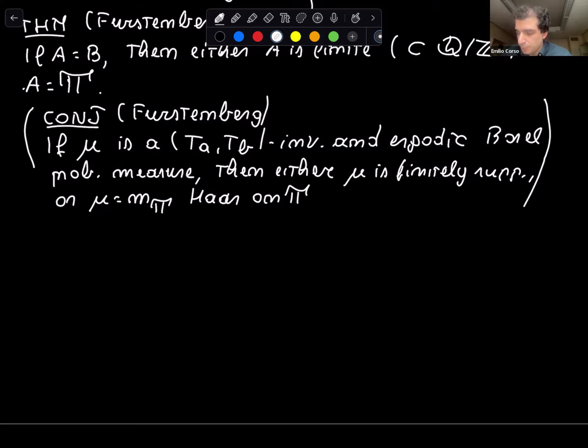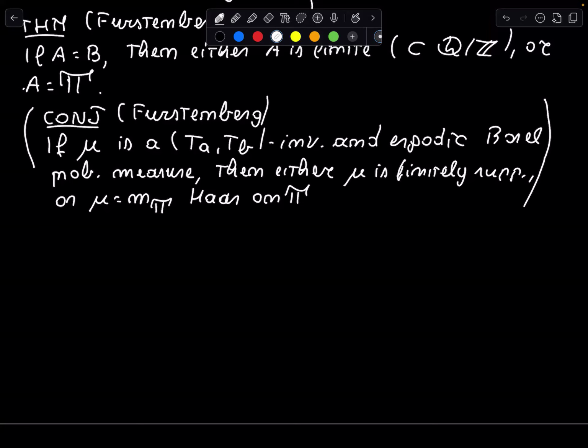And both the topological rigidity result of Furstenberg and the measure theoretic conjecture really sparked, or can be seen as really initiating, this vast program of studying rigidity of higher rank actions in homogeneous dynamics and beyond. I won't have anything to say about measures in this talk.